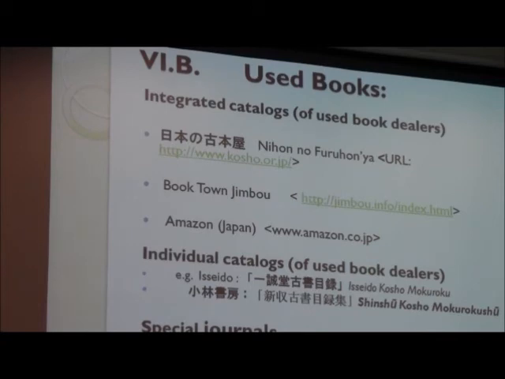And of course I mentioned Booktown Jimbo, which is a database of 52 used bookstores. Sometimes Nihon Furuhonya and Booktown Jimbo overlap, but sometimes not. So when you are seriously looking for something and you couldn't find it, you have to search the other one too. And of course, Amazon also has used books, but it seems not directly Amazon; participating used bookstores are putting those items up. So you have to go back to the participating bookstores.